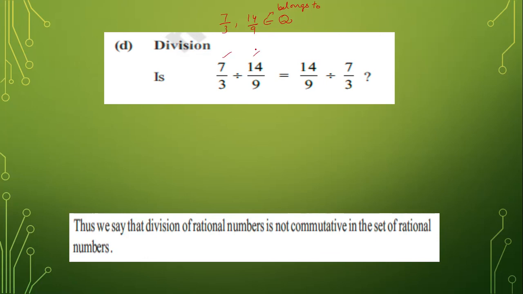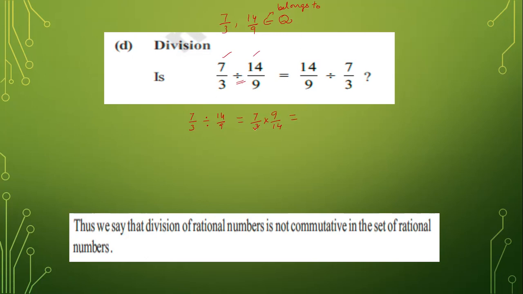What we have taken is 7 by 3 and 14 by 9. What is the symbol here? The division symbol, divided by. 7 by 3 divided by 14 by 9. Here on the right side, 14 by 9 divided by 7 by 3. Then you find these two. 7 by 3 divided by 14 by 9 may be written as, as you already know, 7 by 3 times the reciprocal of 14 by 9, that is 9 by 14.